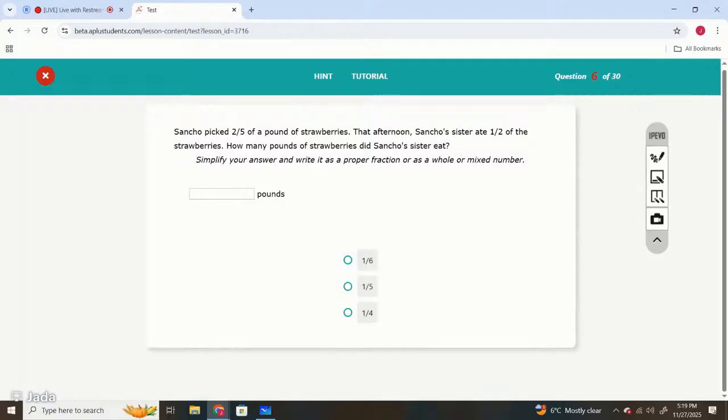Sancho picked 2/5 of a pound of strawberries. That afternoon, Sancho's sister ate half of the strawberries. How many pounds of strawberries did Sancho's sister eat?